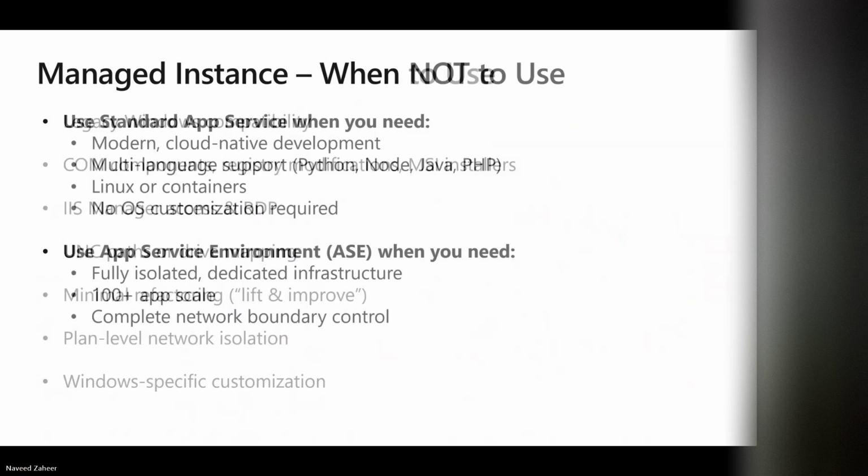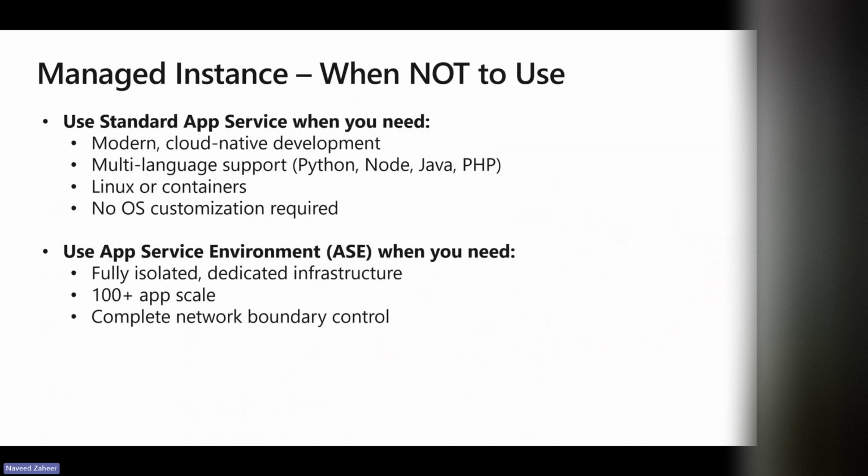And when not to use it: if you have a modern cloud native app, use that. If there's no customization needed, use that. If you need large scale, 100 plus app scale, use app service environment. Just keep in mind, managed instance for app service does not support ACAs at the moment. And we will look at the limitations.